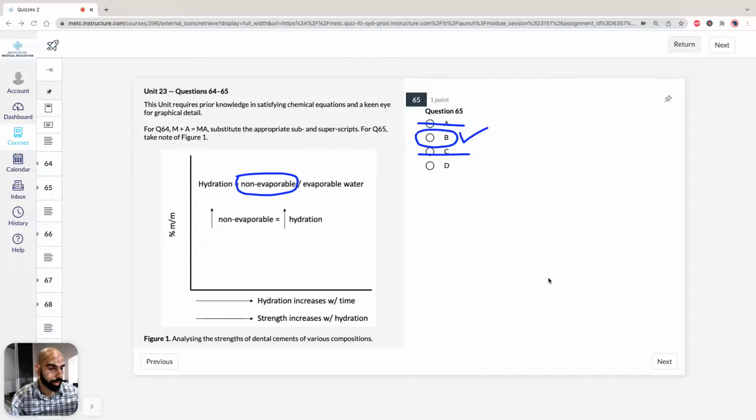D says, as hydration increases, the compressive strength decreases. No, as we established, as hydration increases, compressive strength should increase. So that's why the answer is B. Now, for this question, it was in two parts. You had to have some knowledge in, I guess, satisfying chemical equations and also just how to read graphs and have a keen eye for the trends.